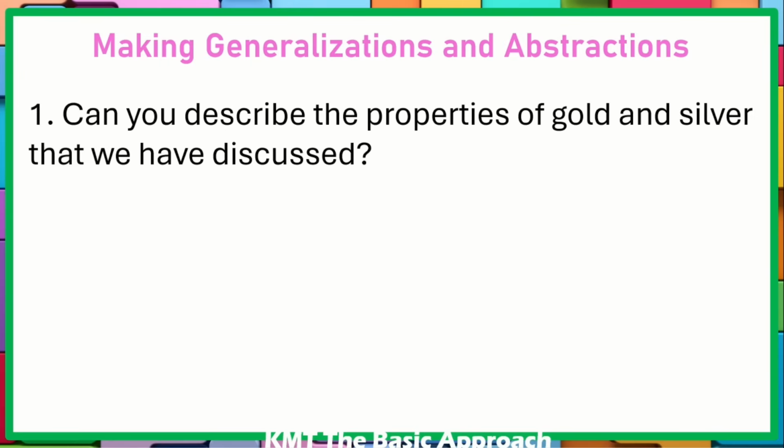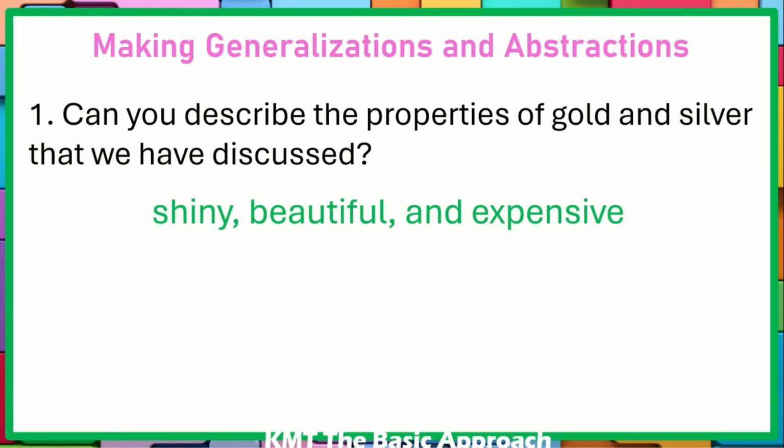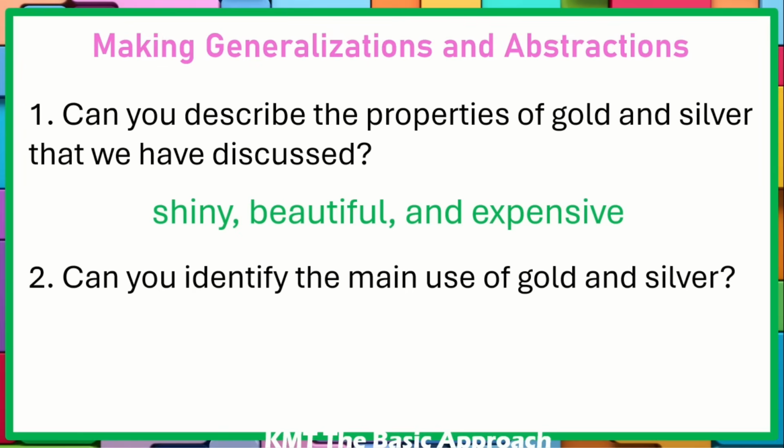Making generalizations and abstractions. Number 1. Can you describe the properties of gold and silver that we have discussed? Awesome! Shiny, beautiful, and expensive. Number 2. Can you identify the main use of gold and silver? Great! Jewelries.